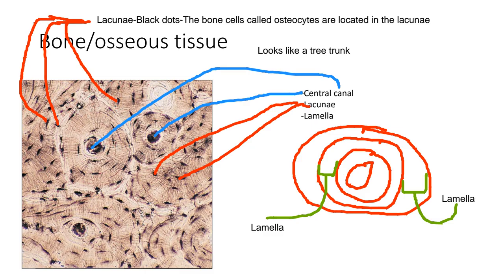So another name for bone tissue is osseous tissue. And then, of course, you have three types of cartilage. You have hyaline cartilage, elastic cartilage, and fibrocartilage.